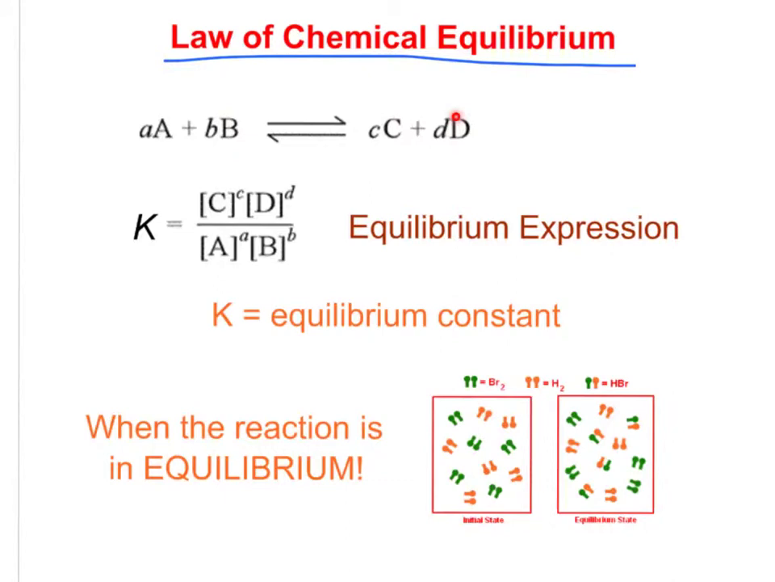The coefficients, the little a, little b, little c, and little d, those are the coefficients in the chemical formula. When you balance your chemical equation, you place coefficients in front of each of the different species, right? Each of the elements or the molecules that are the reactants and the products, and that's what those are representing. The lowercase letters are the coefficients.